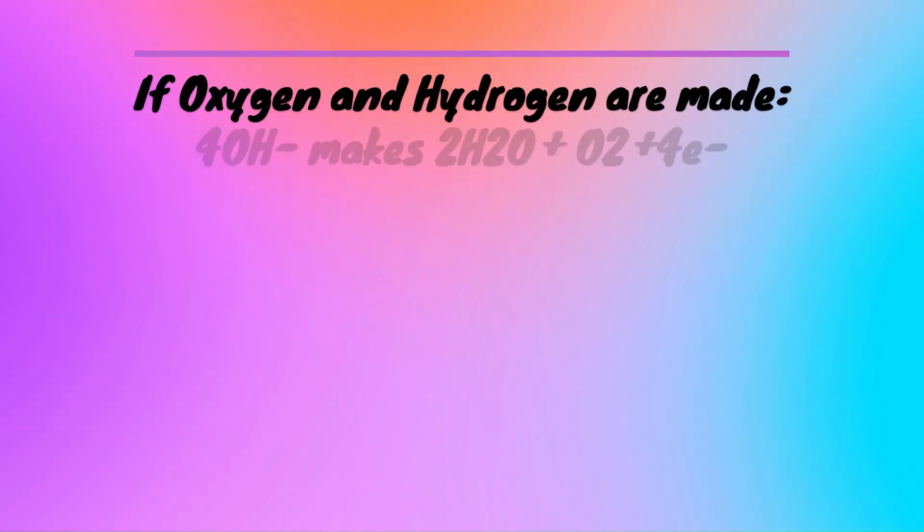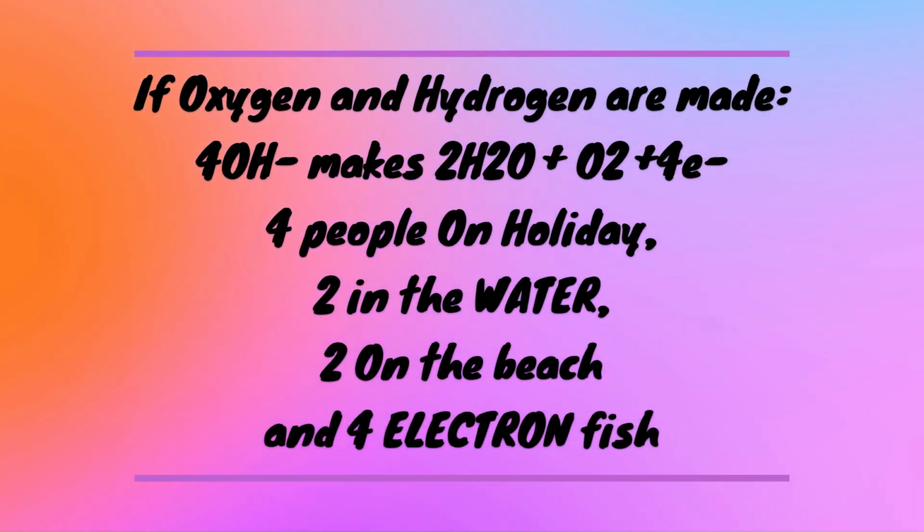And there is an equation you need to learn if no halogens are present, and it is 4OH- makes 2H2O plus O2 plus 4 electrons. And so how I like to remember it is 4 people on holiday, OH-, 2 in the water, H2O, 2 on the beach, so O2, and 4 electron fish.